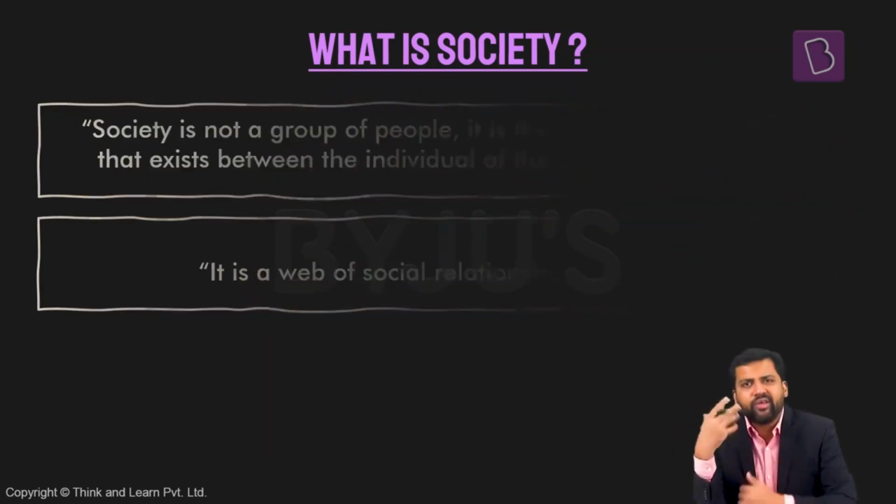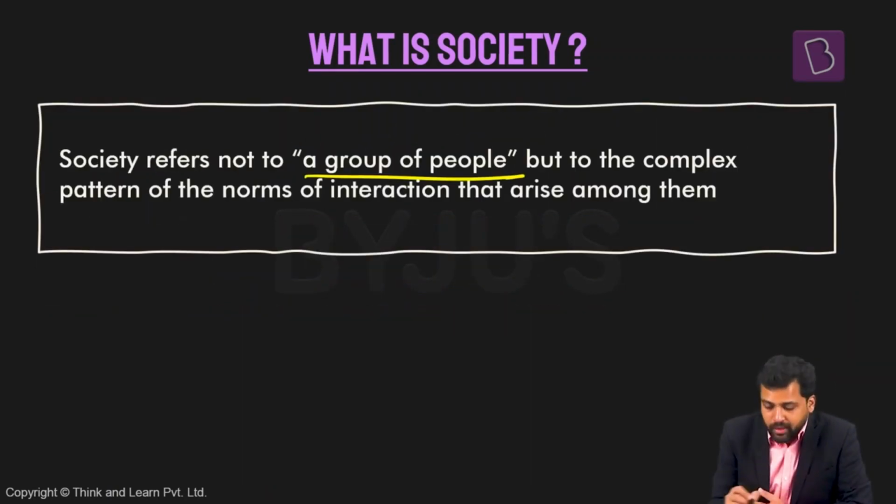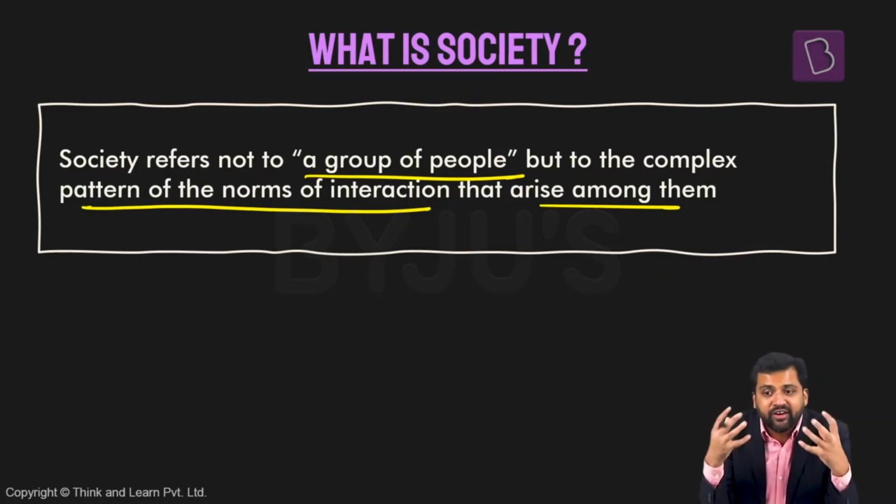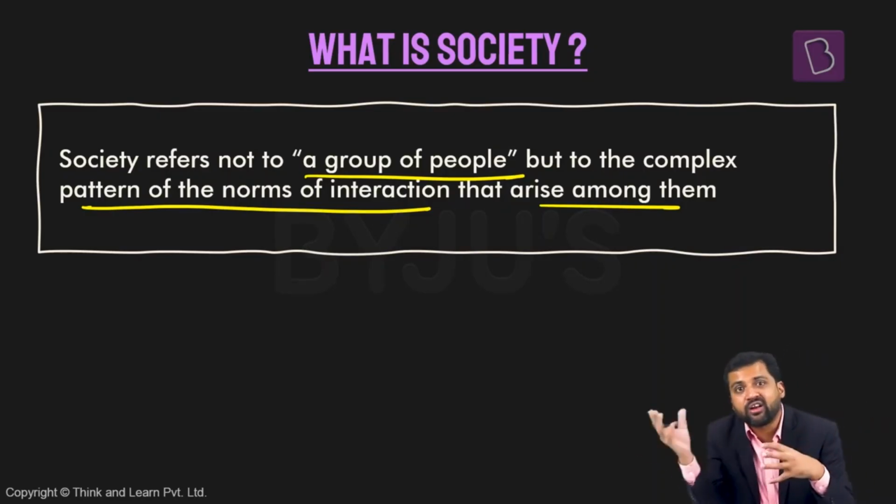Another way to think of it: society refers not to a group of people, but to the complex pattern of norms of interaction that arise among them. Something that I've already talked about. Society is not just a few people. It is much more than that. Among these people, you have different kinds of interactions, and how these interactions happen is based on different kinds of norms, which the people have come up with. These people might not exist tomorrow, but these norms of interaction might continue to remain.